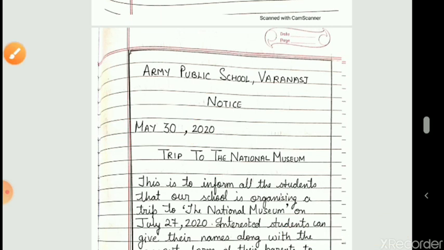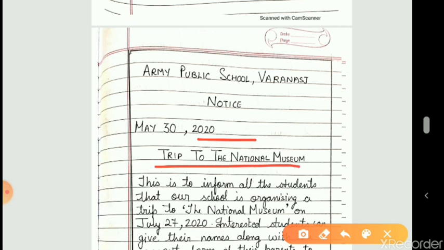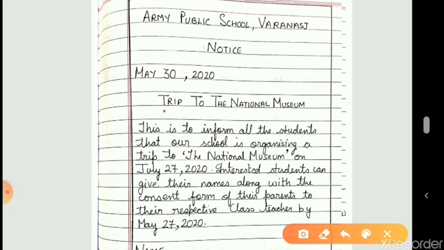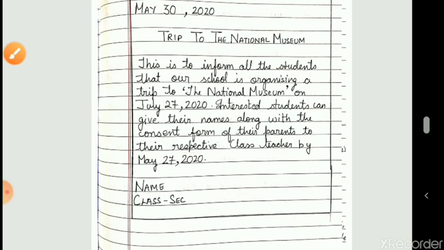Then students, you need to again leave one line. After leaving the line, you need to write the heading. Remember, the heading also has to be written in capital letters. And our heading will be TRIP TO THE NATIONAL MUSEUM. After writing the heading, students, you need to leave one line. And after leaving the line, the body of the notice will come.